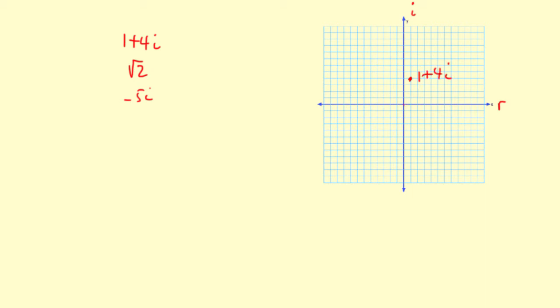If you want to graph the square root of 2 on here, that's a real part only, and that's about 1.4, I think, roughly. Goes right there. And also, if you have a pure imaginary number, like negative 5i, that's just down 5. There's no real part, only the imaginary part.